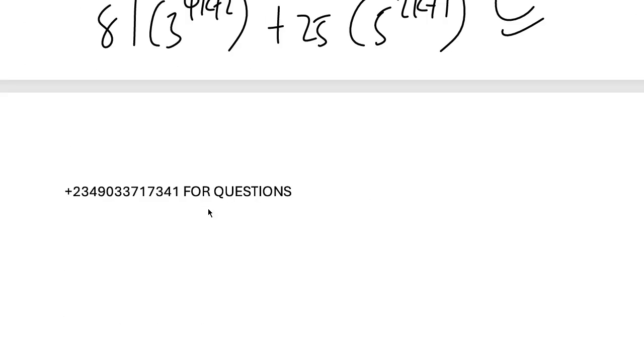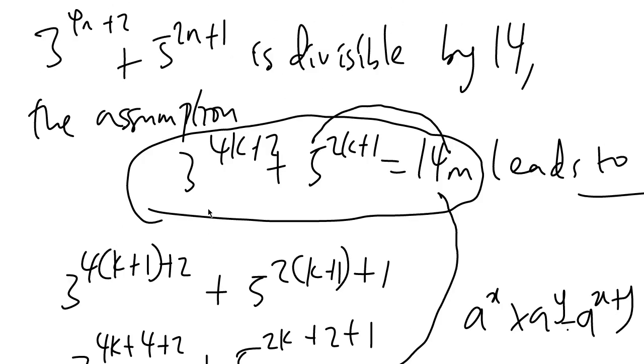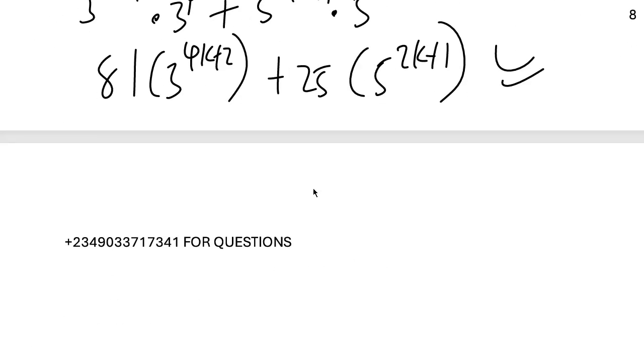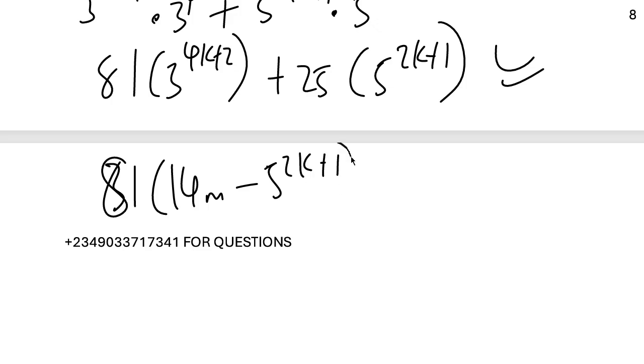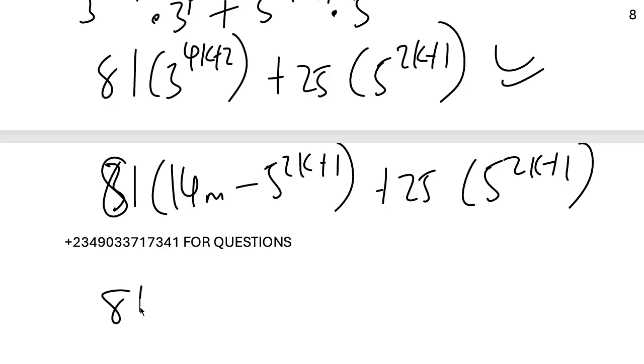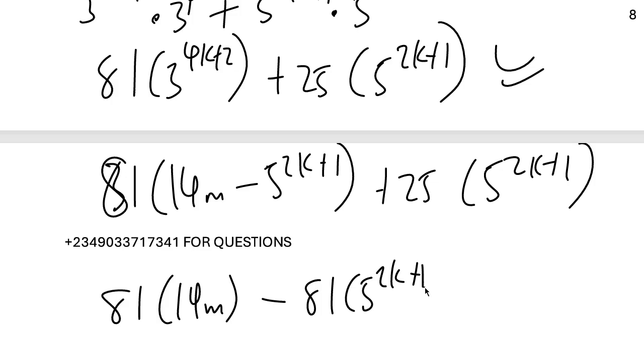So what happens here? From 3 to the power 4k plus 2 plus 5 to the power 2k plus 1 equals 14m, if we make 3 to the power 4k plus 2 the subject, that will be 14m minus 5 to the power 2k plus 1. Sorry, this is 81. So that is 81 into 14m minus 81 into 5 to the power 2k plus 1, then plus 25 into 5 to the power 2k plus 1.